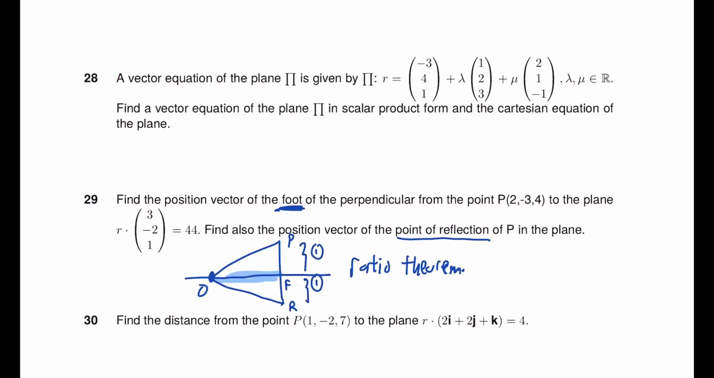Question 28. Now, the vector equation of the plane pi is given by this. Find a vector equation of the plane pi in scalar product form. What's scalar product form? R dot n equals to some constant p. How do you get n? Can you remember? n is the cross product of two direction vectors. So what are my two direction vectors? The 1, 2, 3 and 2, 1, -1. Very good. That's my D1, direction 1, and my direction 2.